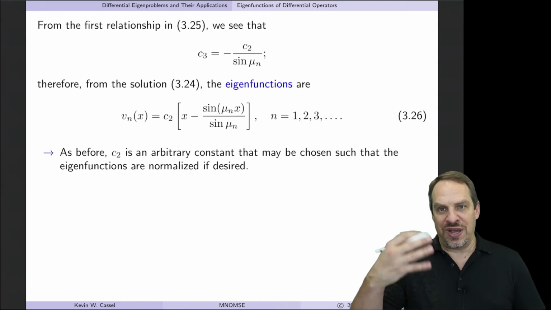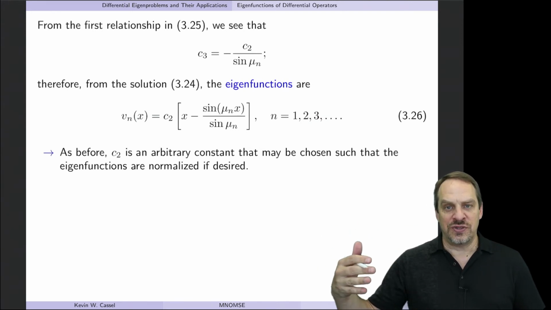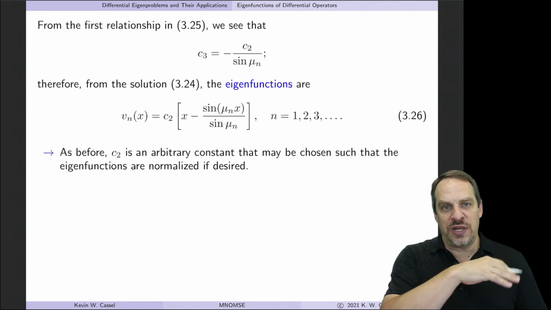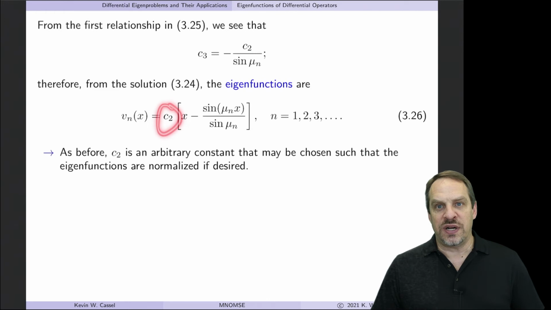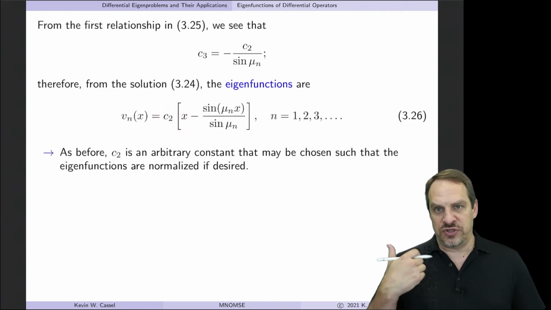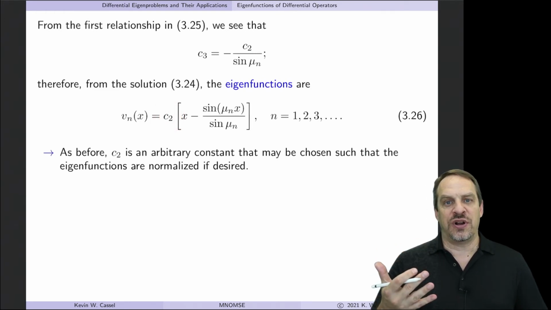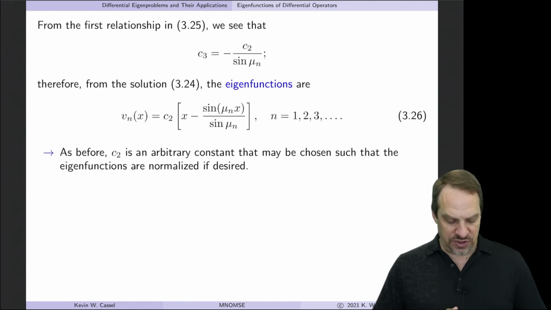And so again, we have an infinite number of these eigenfunctions, each one corresponding to a lateral buckled shape of our beam. As always, we have our arbitrary constant C2. We can set it equal to 1. We can choose it such that our eigenfunctions are normalized, whatever is convenient.